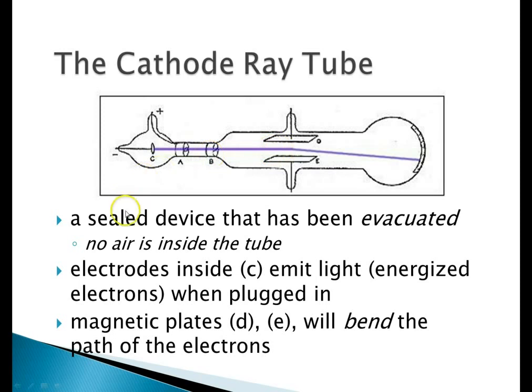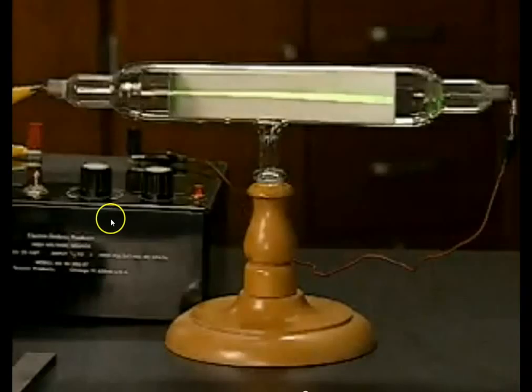Okay? And what's very cool about this is, since the electrons have a charge, the plates can steer the beams. Let's take a look at a video showing this. Okay? Here you have the cathode ray tube. It's vacuum, no gas in it. Here is your high voltage generator. Positive on one end, negative on the other. Start it up and you see a beam of electrons.